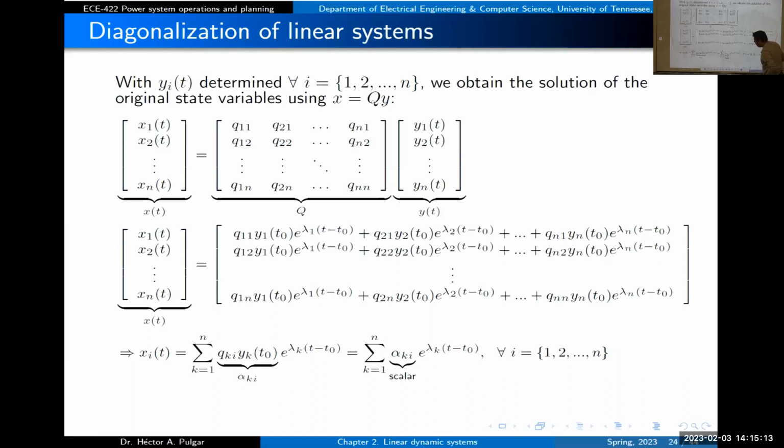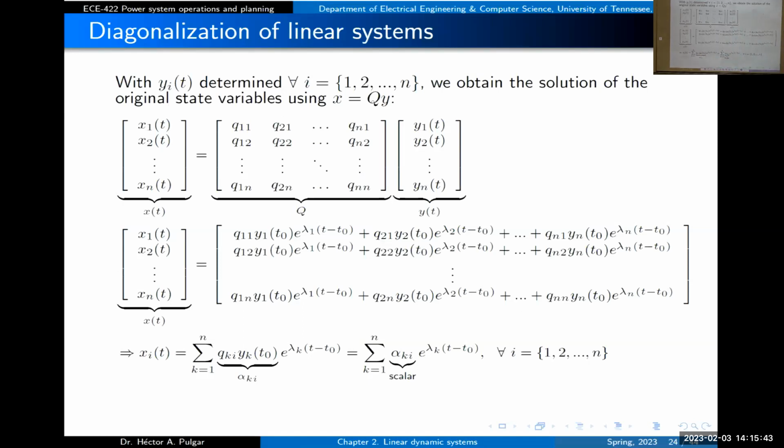In a more compact way, you see here, basically the solution of the state variables in the system is nothing else than a linear combination of the modes. You have modes. What is the solution? A linear combination of those. What is the scalar that will make the linear combination? Alpha, Ki, that depend on the eigenvectors, the term of the eigenvector, and the initial condition.